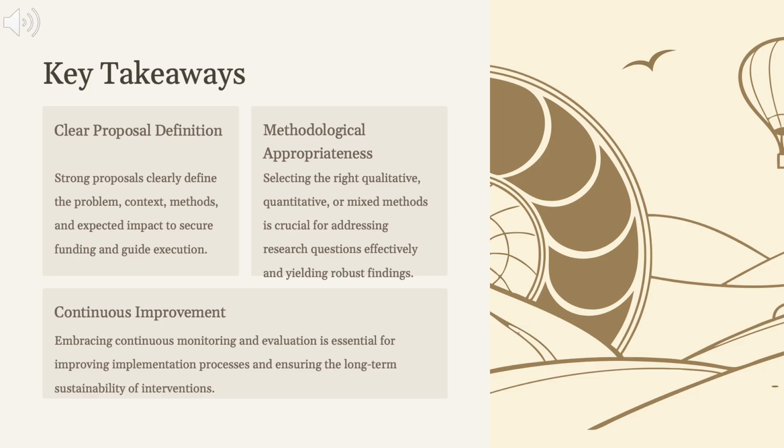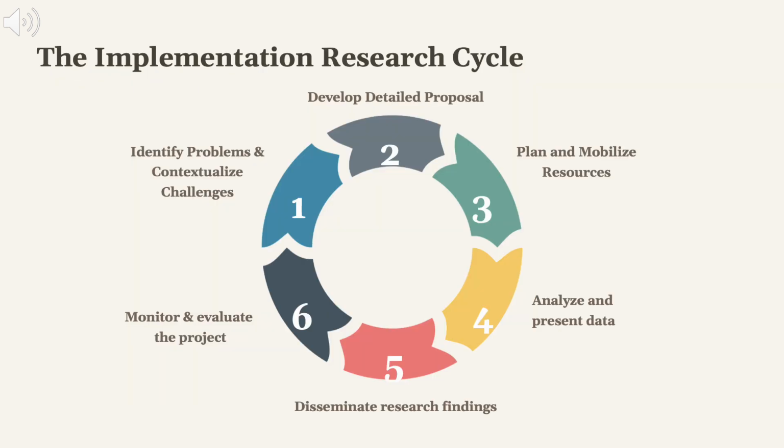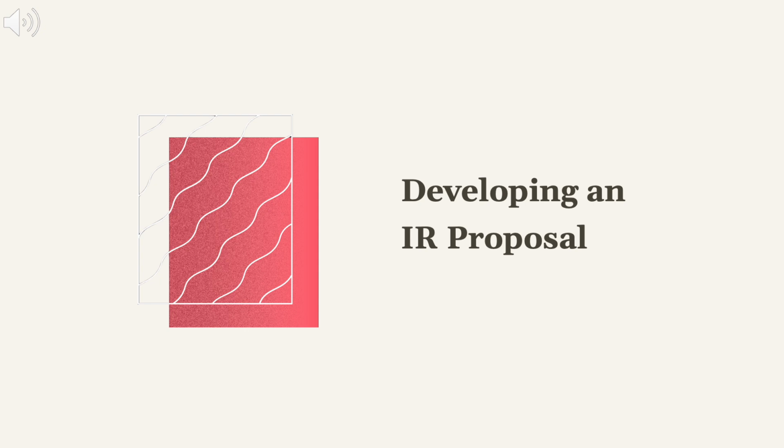From this lecture, we will learn how to develop a strong research proposal, how to determine the right methodology to use, and lastly continuous monitoring and evaluation of your project. This is just a reminder of what the IR cycle looks like. Today, we're going to be looking at the bulk of this, so steps 2 to 6. We'll start at what an IR proposal entails.